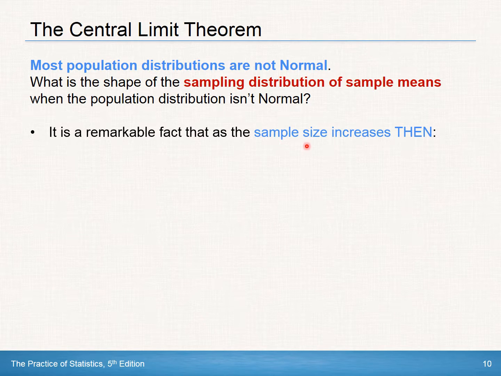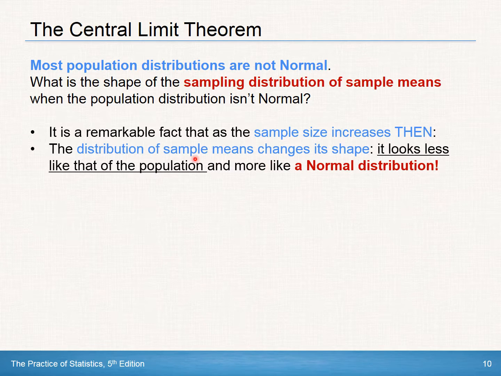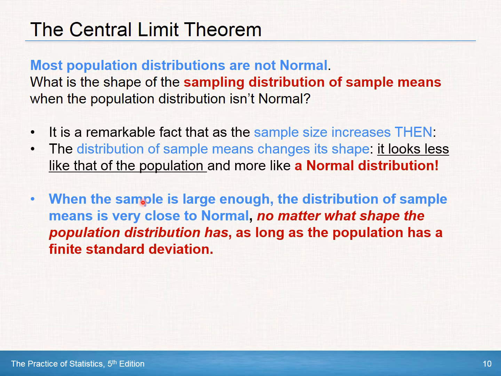It is a remarkable fact that as the sample size increases, and by sample size, I mean taking samples of 100 students versus samples of 5 students, the distribution of the sample mean changes its shape. It looks less like that of the population and more like a normal distribution. Think back to that first example with the salary. The actual distribution of the population was skewed to the right, but we had samples of size 100, and since it was so large, the sampling distribution looked like a normal distribution.